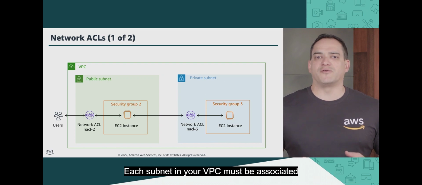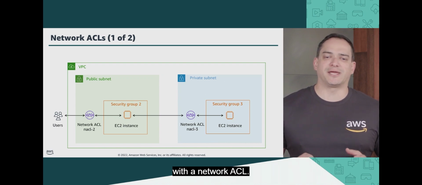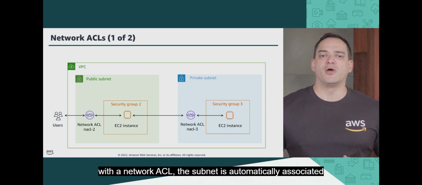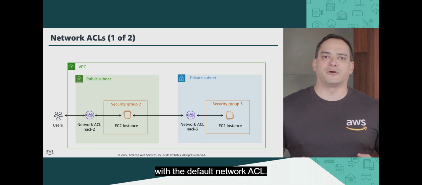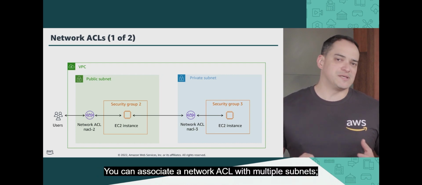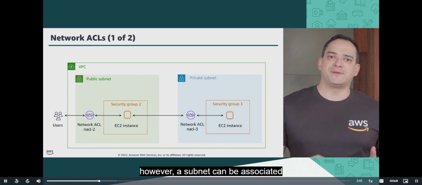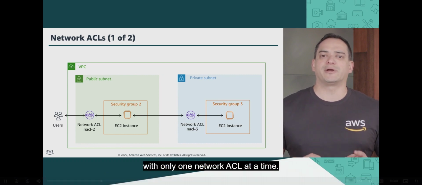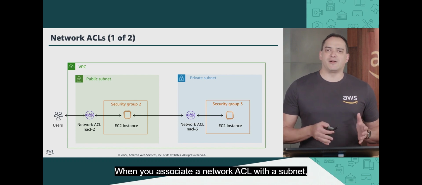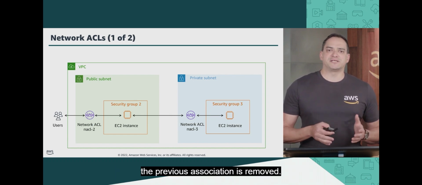Each subnet in your VPC must be associated with a network ACL. If you don't explicitly associate a subnet with a network ACL, the subnet is automatically associated with the default network ACL. You can associate a network ACL with multiple subnets. However, a subnet can be associated with only one network ACL at a time. When you associate a network ACL with a subnet, the previous association is removed.